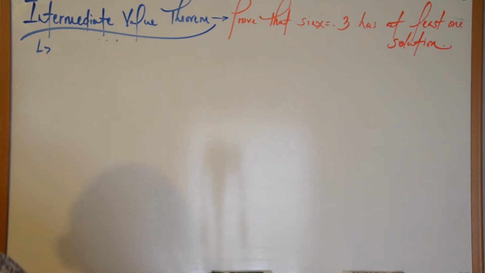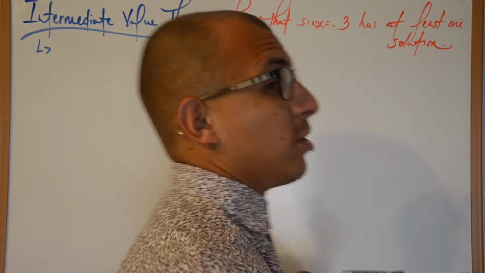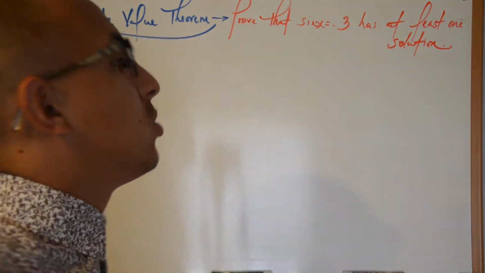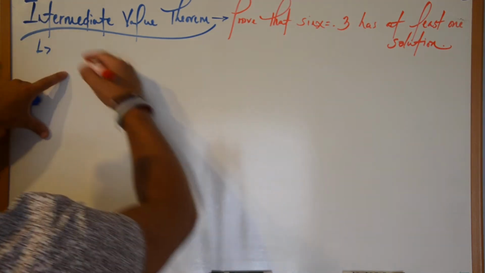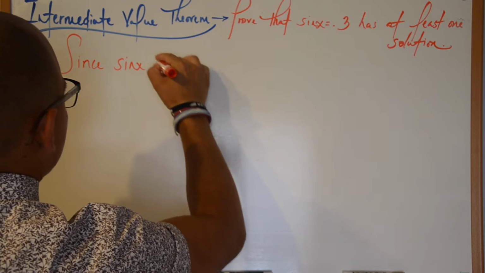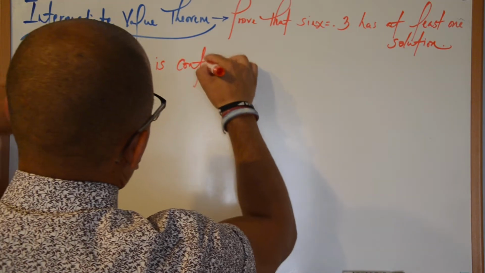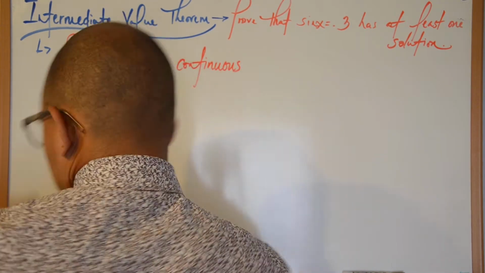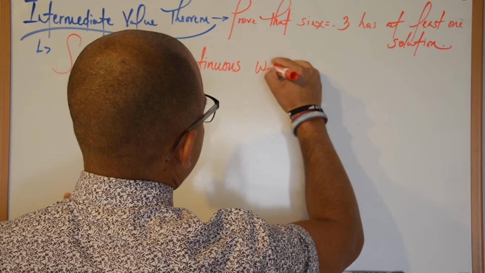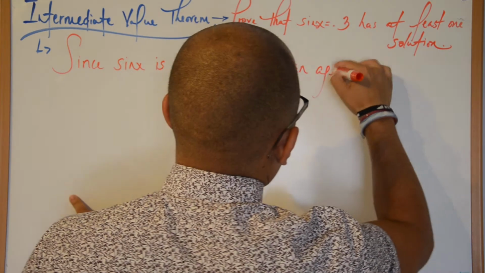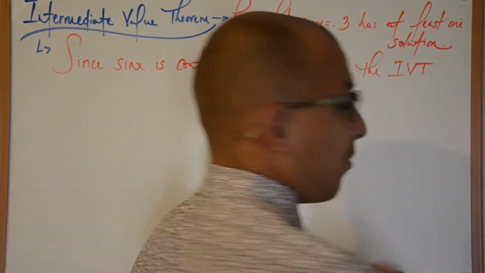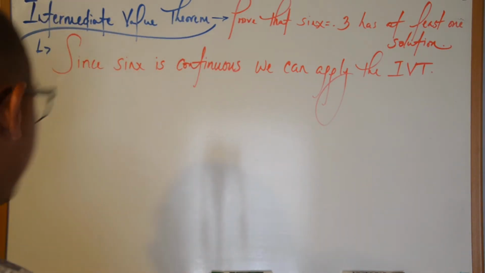Okay. So I know the intermediate value theorem, but you're definitely going to want to use it maybe as a little bit of a checklist. So first thing, we need to say that the function is continuous. So we know that, since sine of x is continuous, we can apply the IVT. If the function is not continuous, we're done.